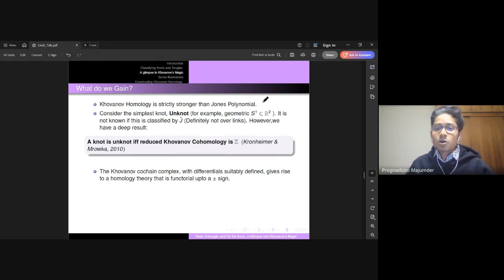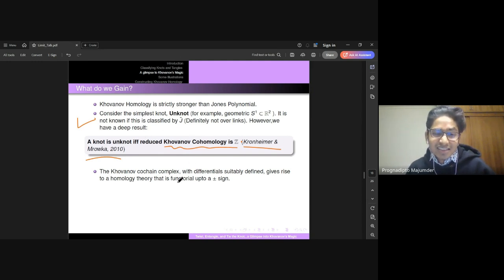And it's still easy to compute. The same amount of computation you can do for Khovanov and this. And this is a very big win. If it's a knot and you calculate the Khovanov cohomology over Z and the answer is just Z, then it has to be the unknot. That is a very deep theorem which I don't even understand, so forget about presenting it. But it's a very big win for the theory.